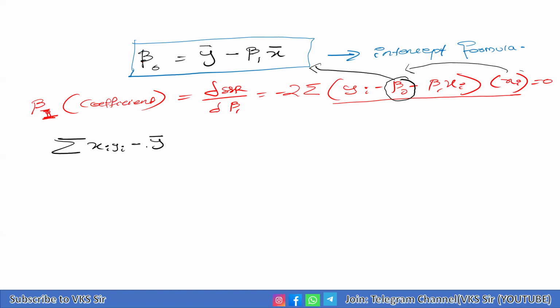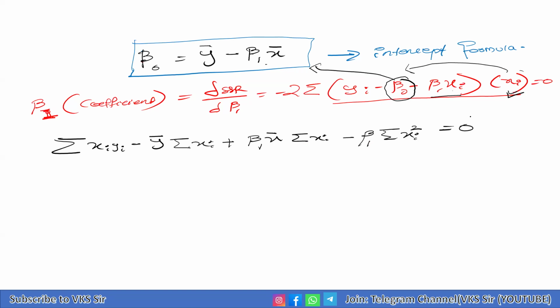Now, y mean times sum of xi because of this one. And now beta 1 times this part, x mean, then again the sum of xi because of this part, and then the next term, this part, the beta 1 times sum of xi square, because xi will become square, is equal to 0.